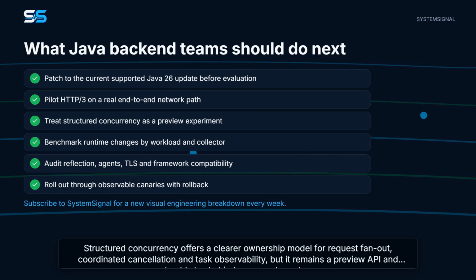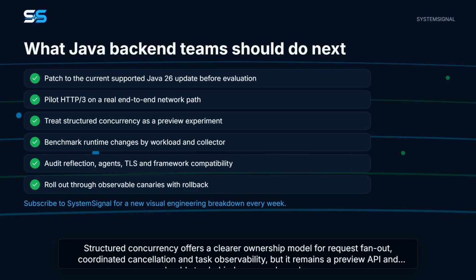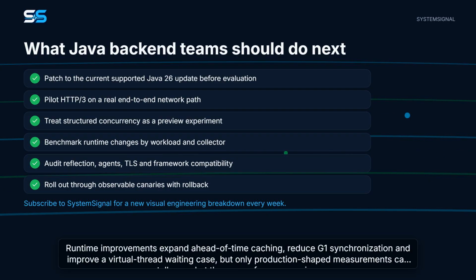Structured concurrency offers a clearer ownership model for request fanout, coordinated cancellation, and task observability. But it remains a preview API and should stay behind a narrow boundary. Runtime improvements expand ahead-of-time caching, reduce G1 synchronization, and improve a virtual thread waiting case. But only production-shaped measurements can tell you what they mean for your service.